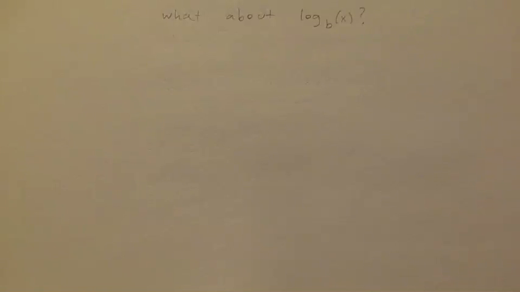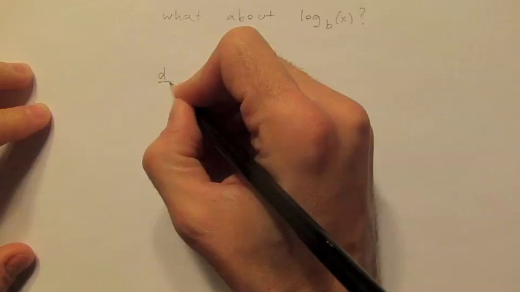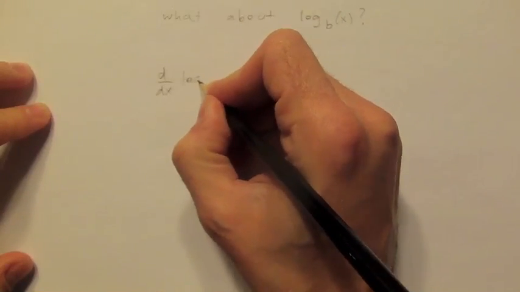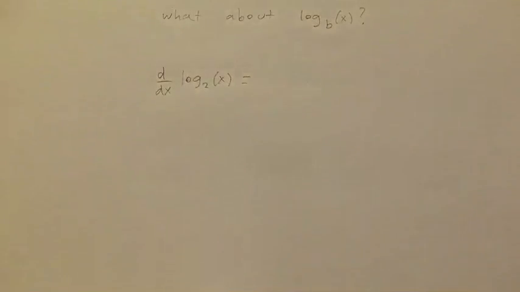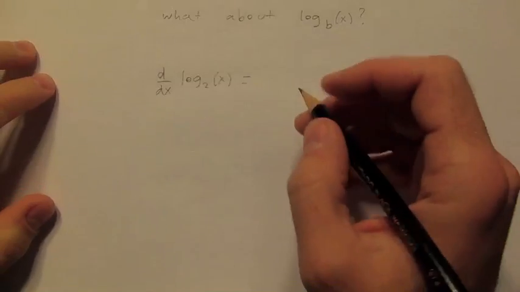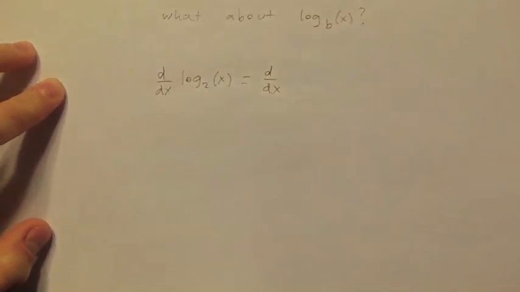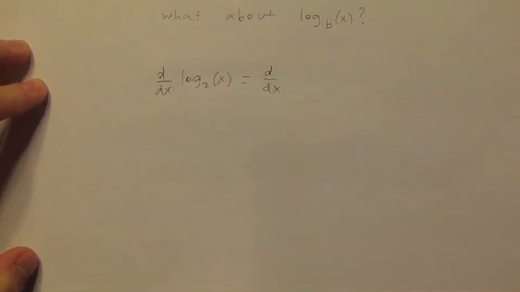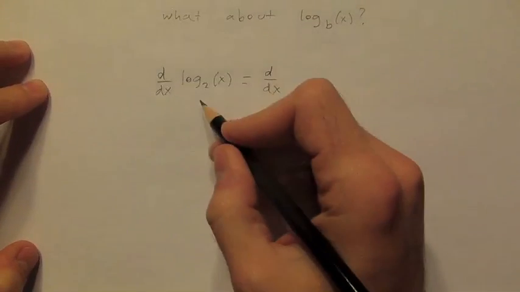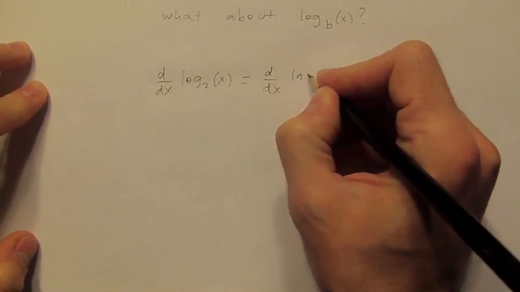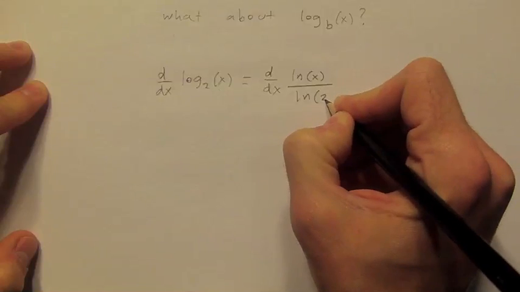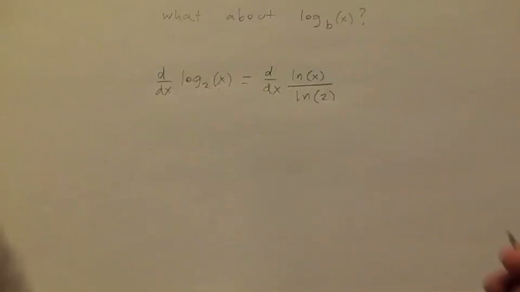What about log base b of x, right? What about when the log is applied with a different base? And this one is kind of similar. Let's say I want the derivative with respect to x of, let's say, log base 2 of x. Okay. Well, to do this problem, we don't even have to do implicit differentiation or anything like that. We just use one of the log rules we have, which says that I can rewrite any log I want in terms of ln, or any log I want in terms of log base 10, or any other log. So log base 2 of x, I can actually rewrite as ln of x over ln of 2.